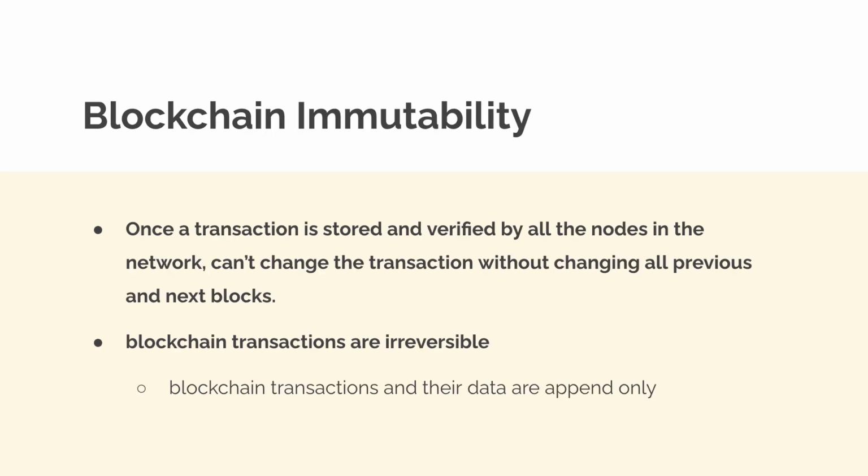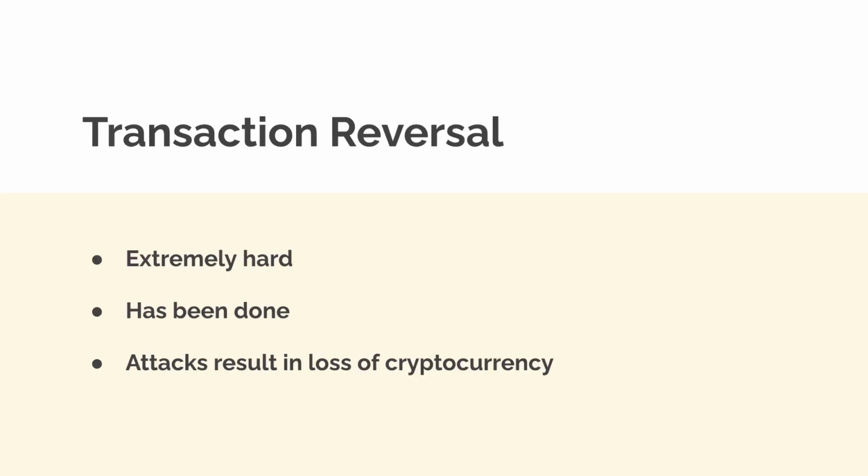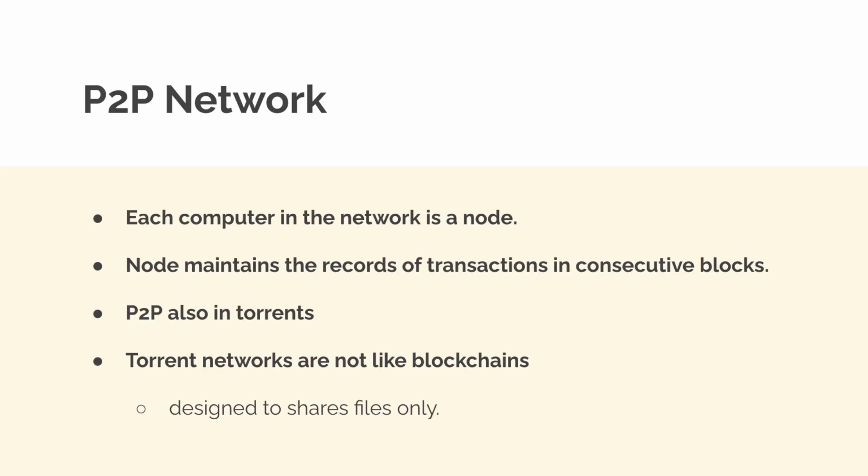A blockchain is immutable, meaning once a transaction is stored and verified by all of the nodes in the network, the transaction cannot be changed without changing all the previous and next blocks. This makes transactions irreversible. So blockchain transactions and their data are append only. You can't remove. Transaction reversal is extremely hard for the reasons just mentioned. Regardless of that, it still has been done rarely, and these attacks result in a loss of cryptocurrency if a blockchain is hacked.